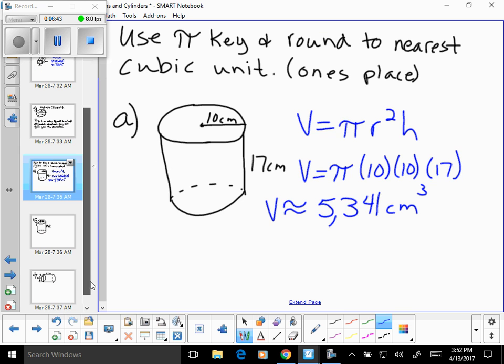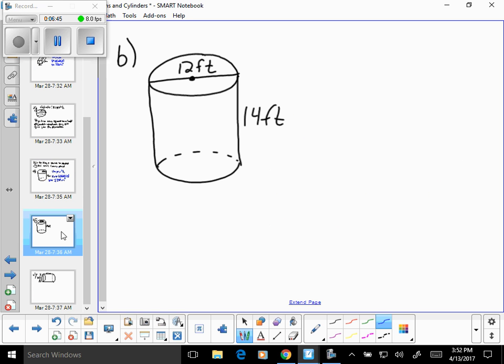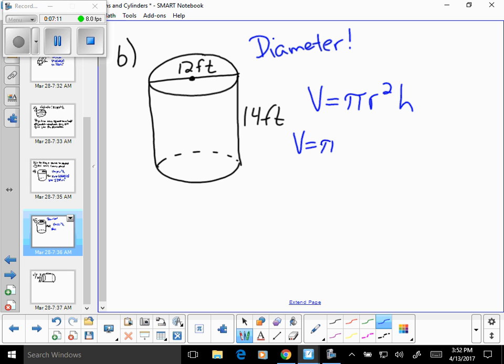I am going the wrong direction here. Sorry. Here we go. Here is example B. Now, on example B, you should note something. They have given you the diameter. We have to take half of that. So we're still going to use the same formula. Pi r squared h. Volume equals pi. If our diameter is 12, our radius is 6. And our height here is 14.